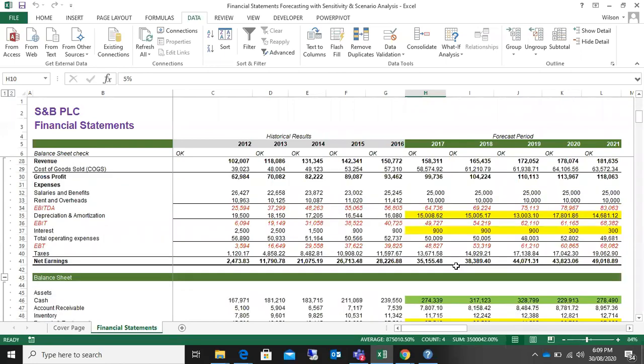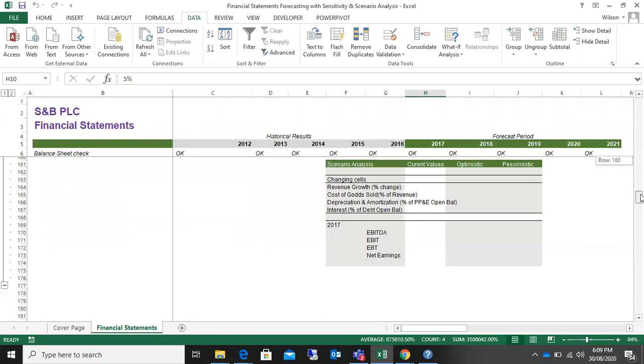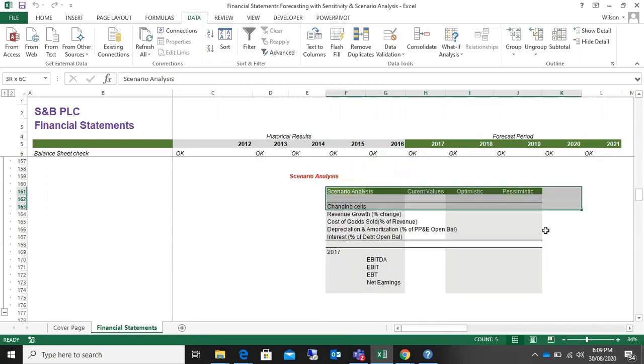Now, the first thing you will do for scenario analysis is to prepare a simple table like this, where you will have your first scenario analysis: current value, optimistic and pessimistic. Then you will have your changing cells. Are you getting me? Your changing cells are your assumptions. While what you will have underneath your changing cells are your outputs.